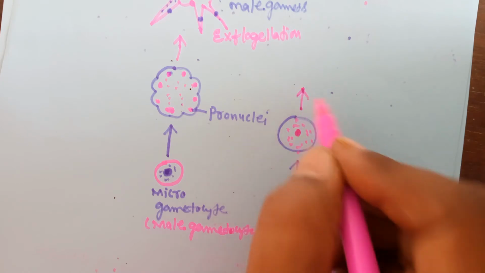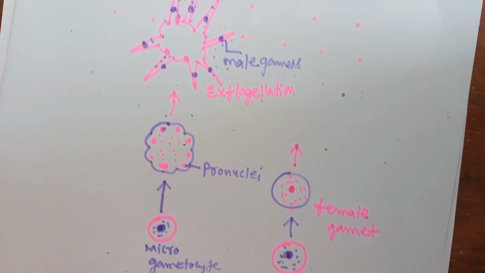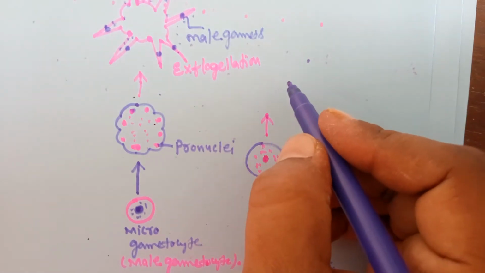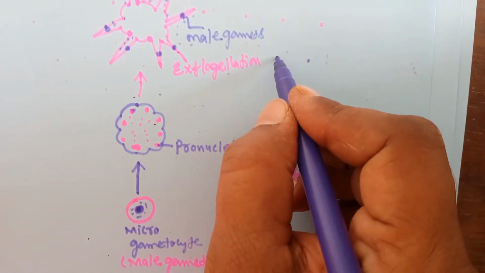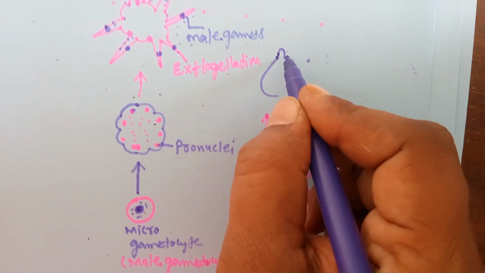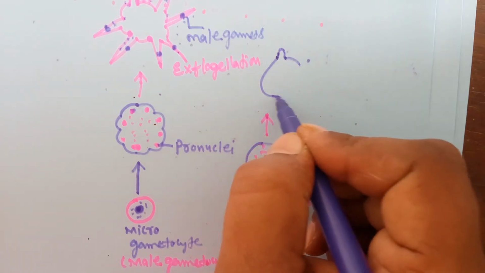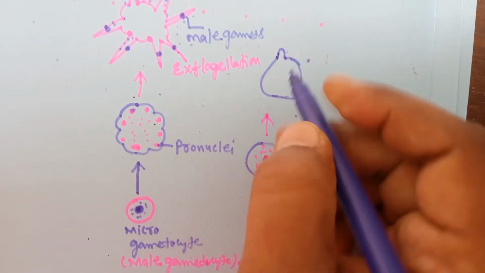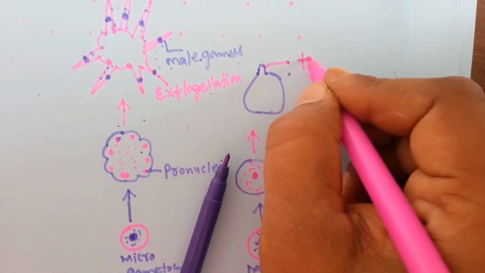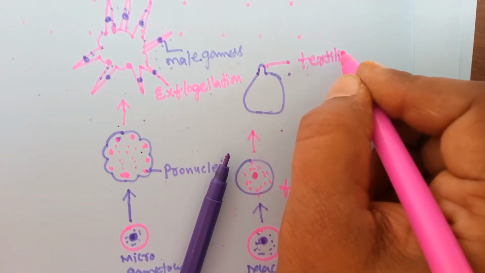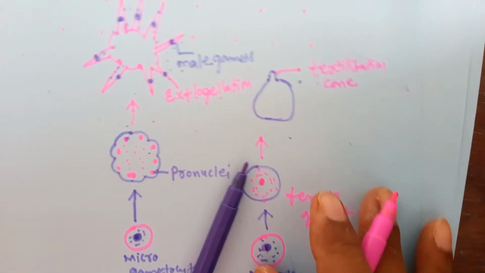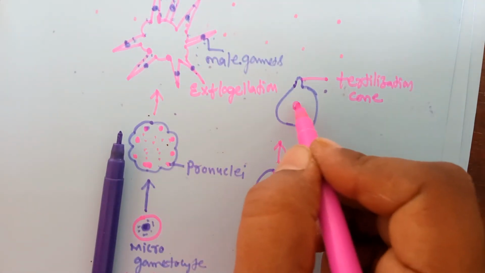Later, the female gamete matures, and at the anterior part a cone-like structure is formed. That is called the fertilization cone. The fertilization cone is there, and here is the nucleus.